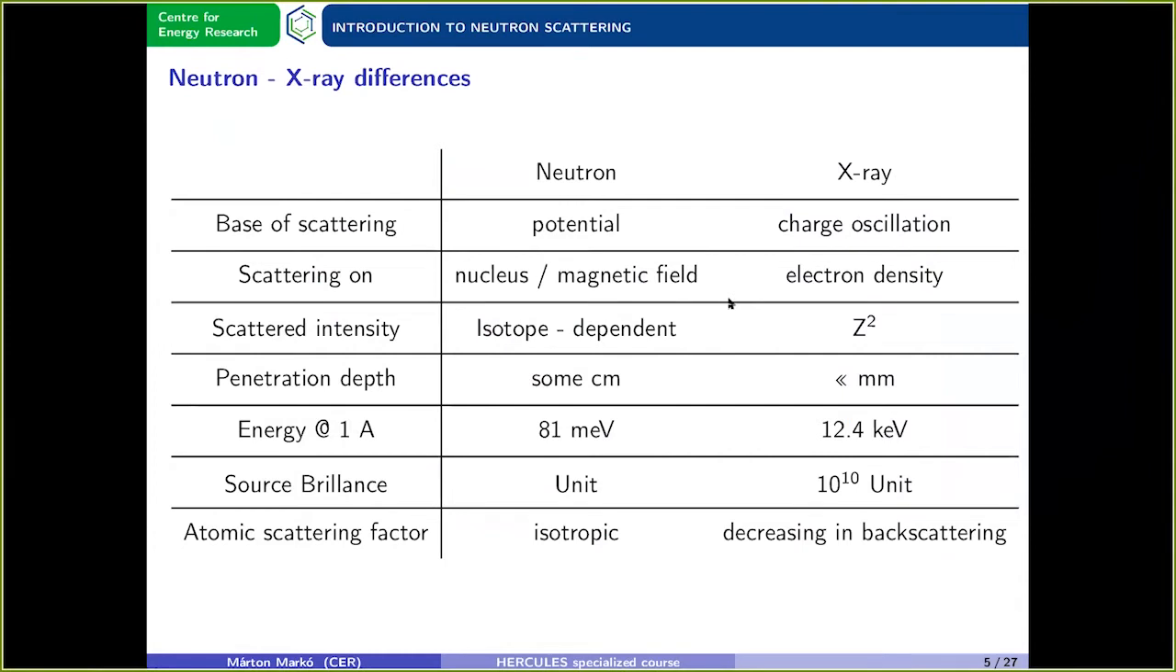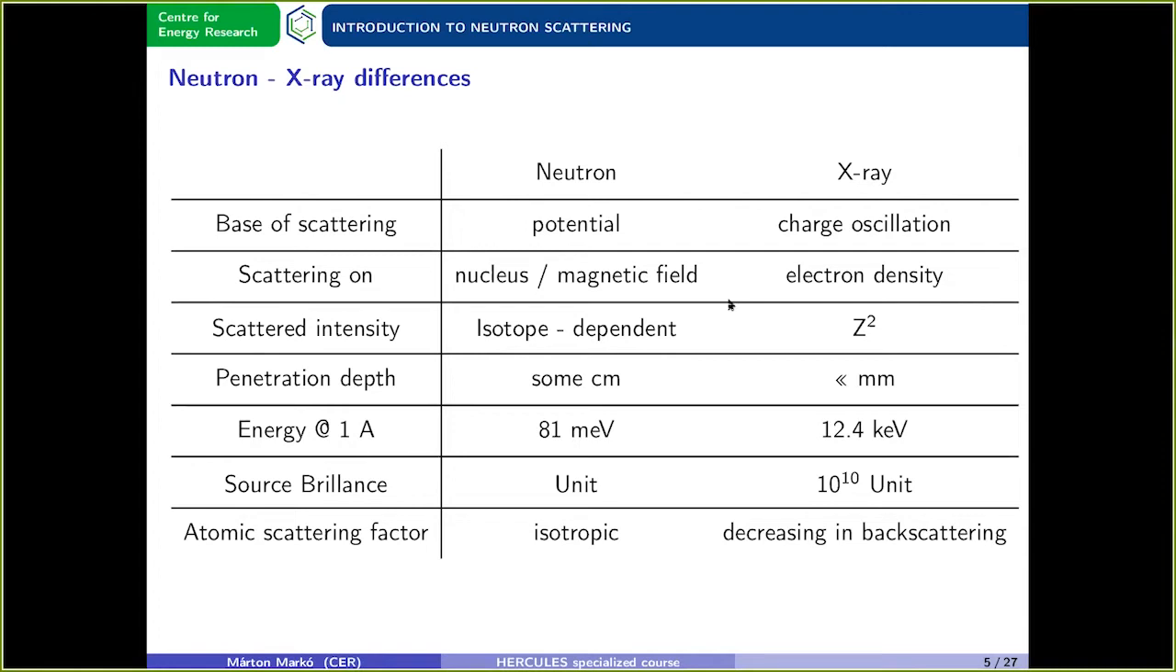Let's see what the differences are between neutron and X-ray scattering. The basis of the scattering is just looking at it from a quasi-classical viewpoint. So neutrons are scattered on a potential. It's mostly the nuclei of the atoms, sometimes the magnetic field. X-ray causes a charge oscillation, and this charge oscillation will emit another X-ray, and that's what we call X-ray scattering. Using quantum mechanics, there is a much better, rigorous description, but this quasi-classical description is enough for showing the differences.